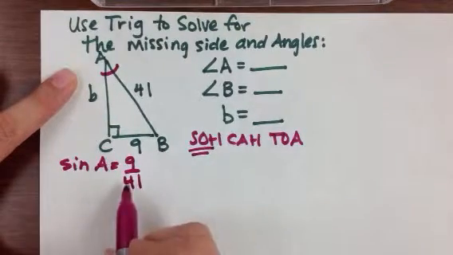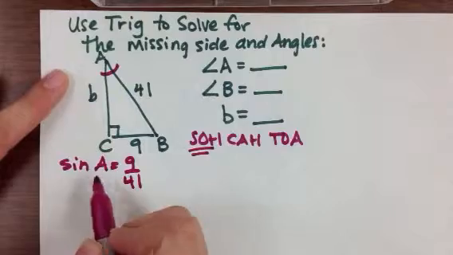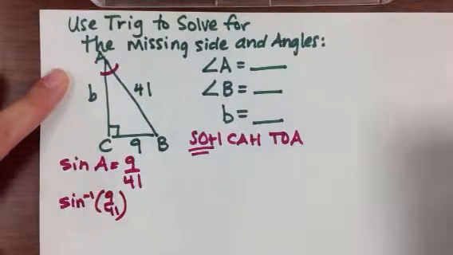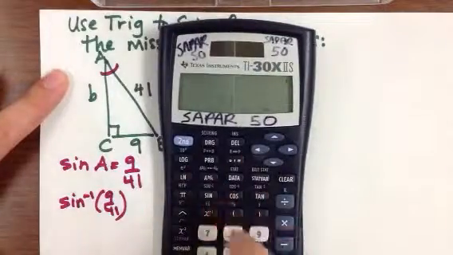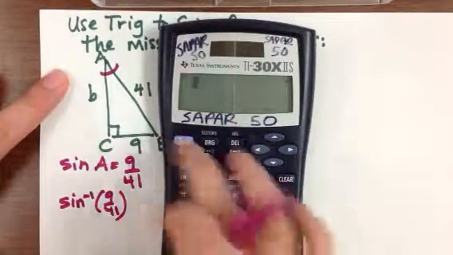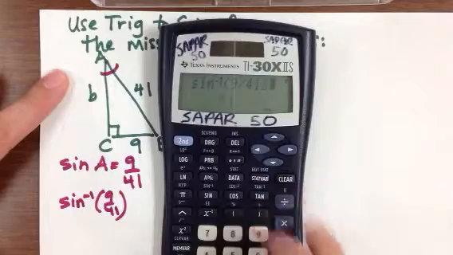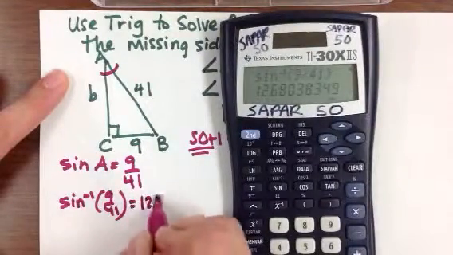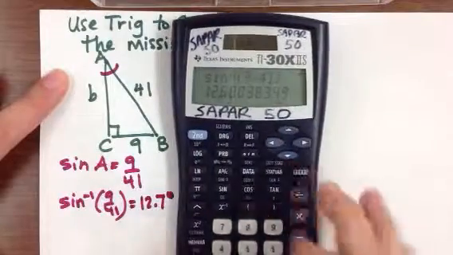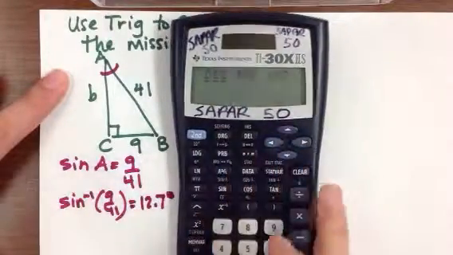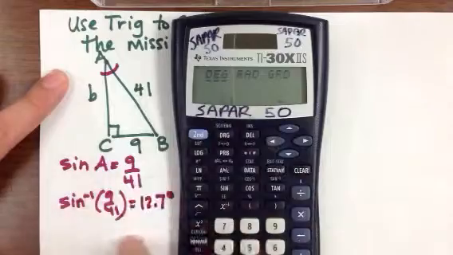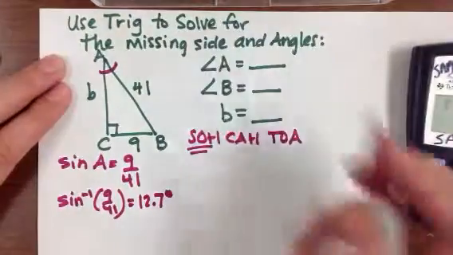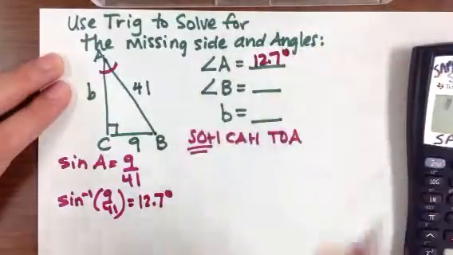Now to actually find angle A, we have to use the sine inverse. So I type that into my calculator. Sine inverse is just above sine. 9 over 41 gives me 12.7 degrees. And it is important that you check to make sure you're in degree mode. So just to double check, we were in degree mode because we were looking for the measure of an angle. So good, we're good on that. We found angle A to be 12.7 degrees.